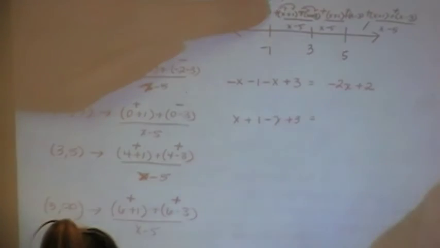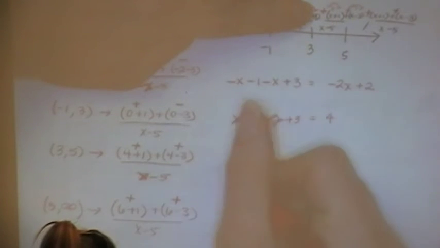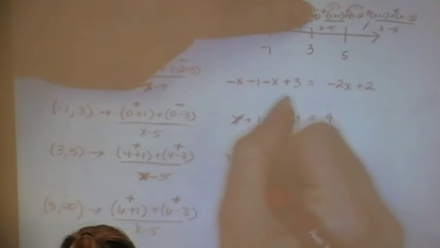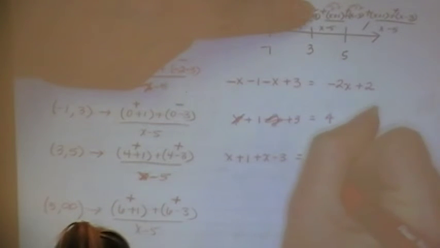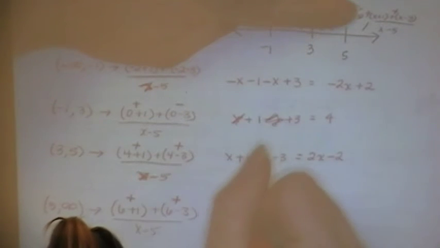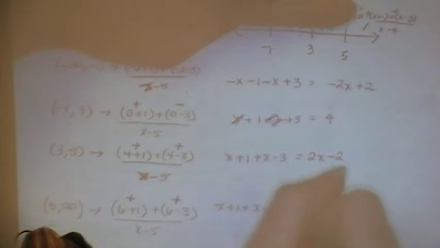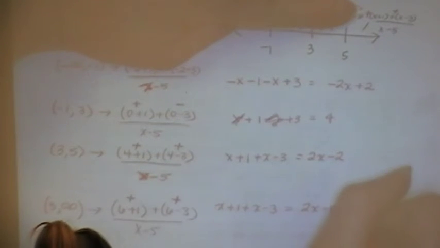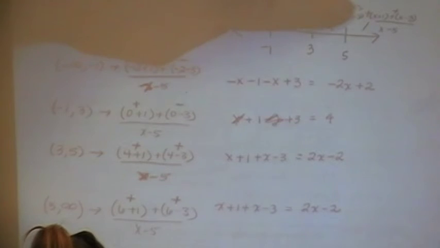Combining like terms, what happens to your x's? It should cancel. And you end up with just 4. My next piece, I distribute the positives. And I get x plus 1 plus x minus 3. That's 2x minus 2. The last set is actually exactly the same. So we'll deal with that piece in just a minute.